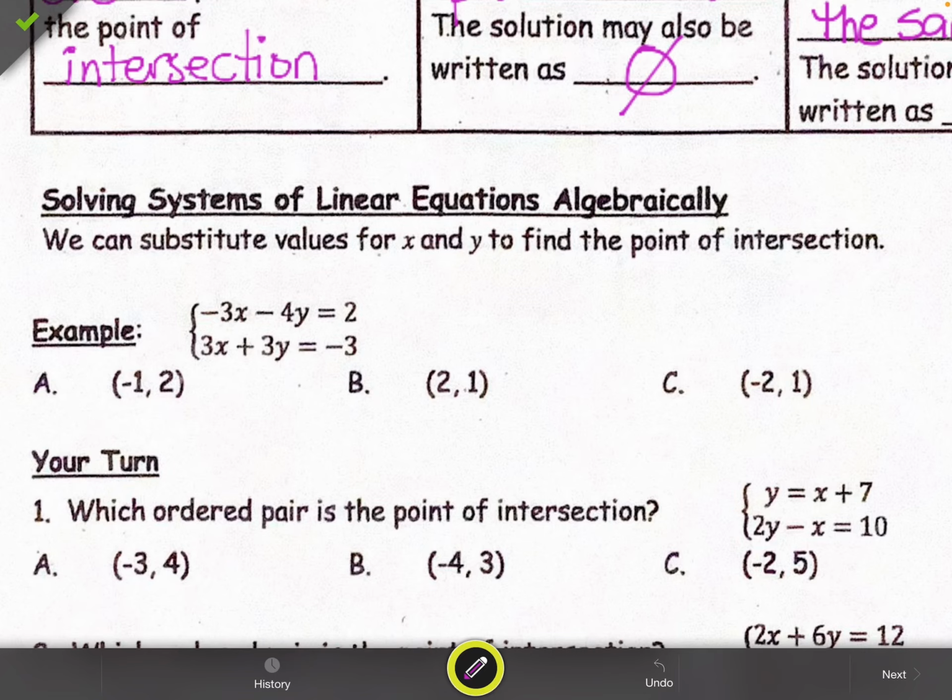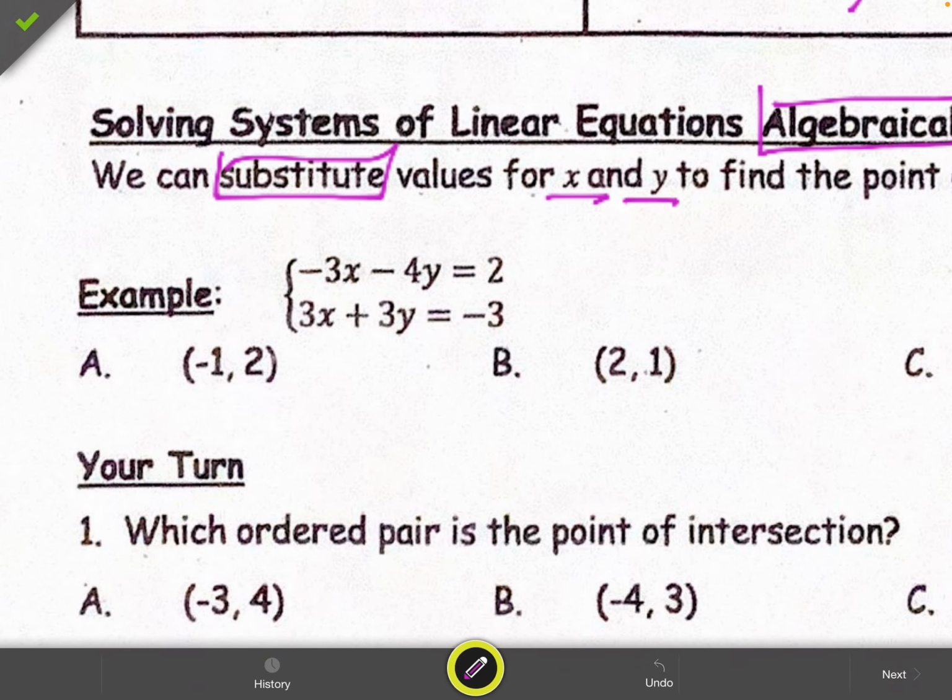But if we want to use algebra, so to solve them algebraically, what you do is you substitute the values in for x and y to find the point of intersection. Okay, so in other words, here's an example. Here's my system of equations right here. This is your system because you have two or more equations. We want to know, when we graph them, do they intersect? Are they parallel, or actually are they the same line when we graph them?